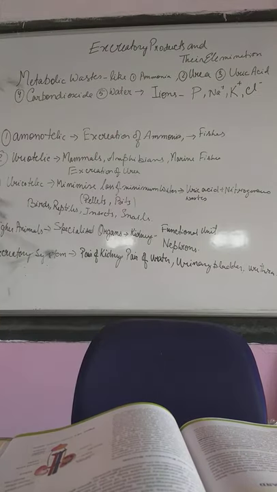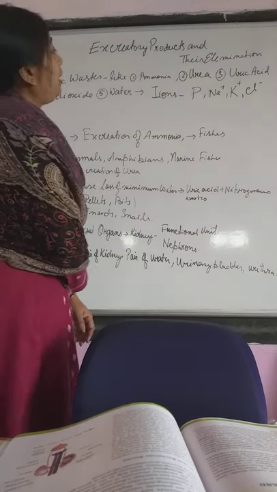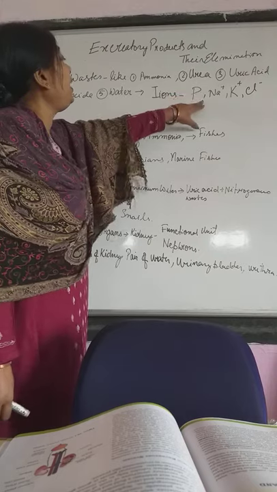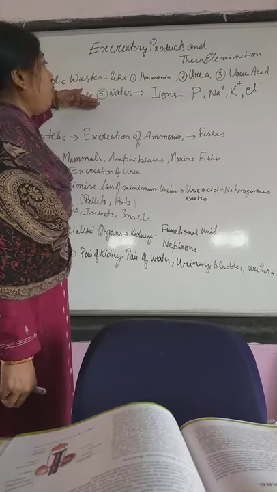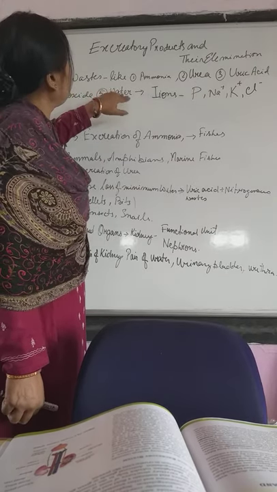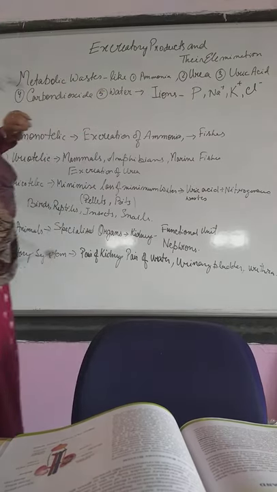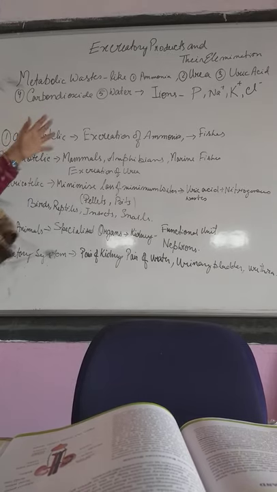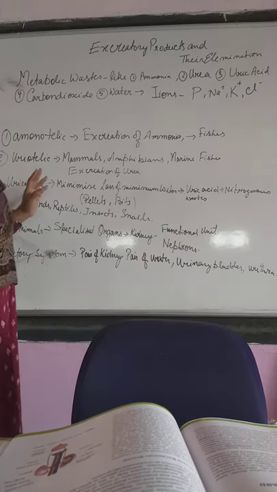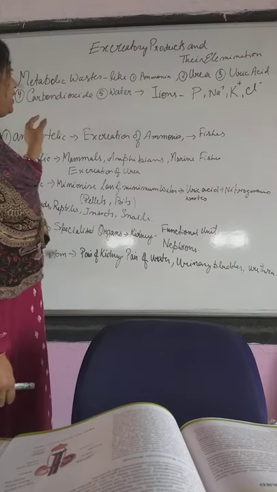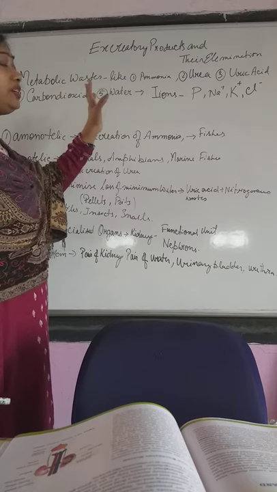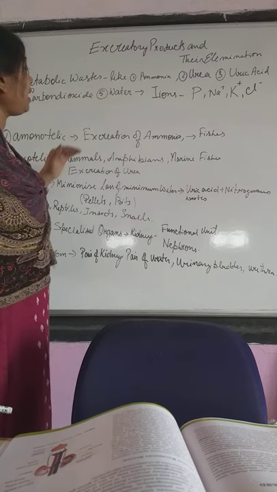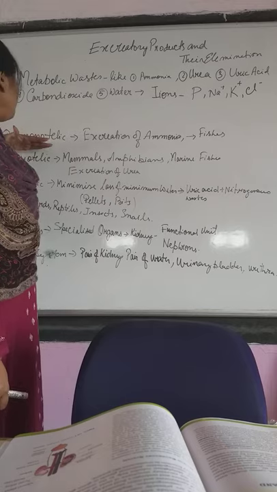These ions need to be excreted, but the rate of excretion depends on the rate of ingestion. For example, if you drink plenty of water, obviously the quantity of urine will be more. That is a common example. Here, on the basis of the product excreted through the kidney or through the body, because every organism doesn't have a kidney, they have been termed into three.